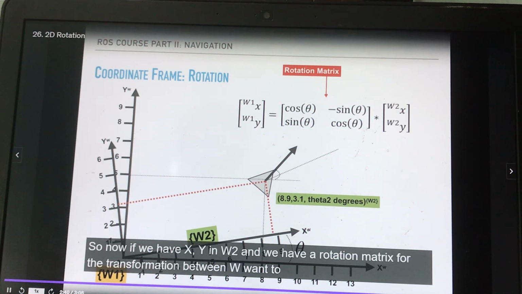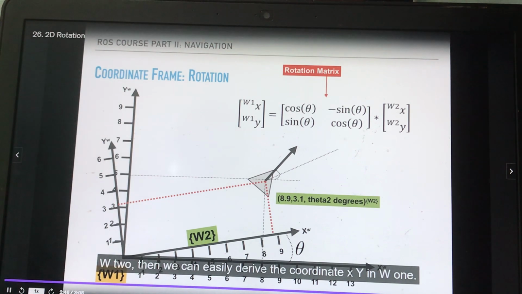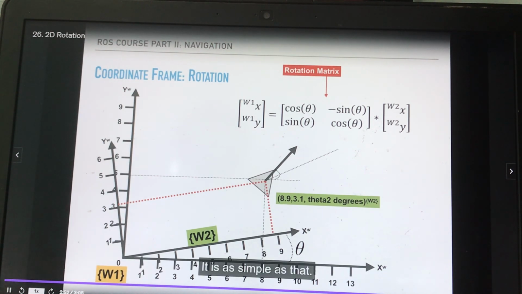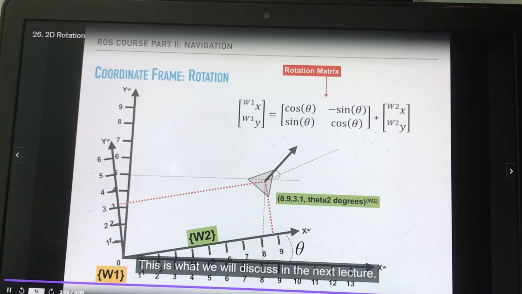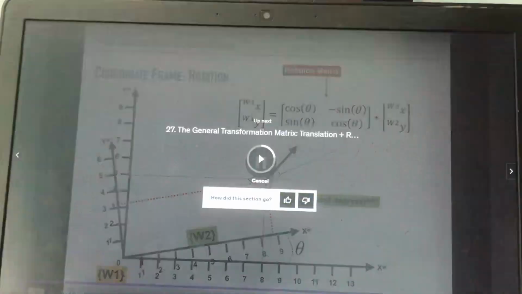So now, if we have x, y in W2, and we have a rotation matrix for the transformation between W1 and W2, then we can easily derive the coordinate xy in W1. It is as simple as that. So far, we have observed the case of a pure translation and the case of a pure rotation. What if we have a transformation that involves both a translation and a rotation? This is what we will discuss in the next lecture.